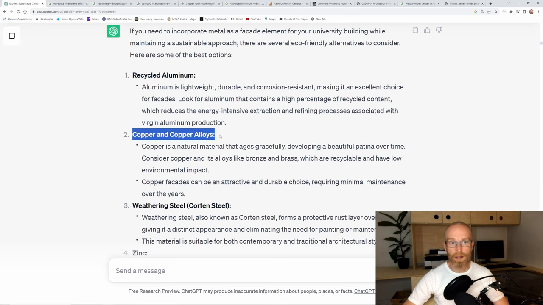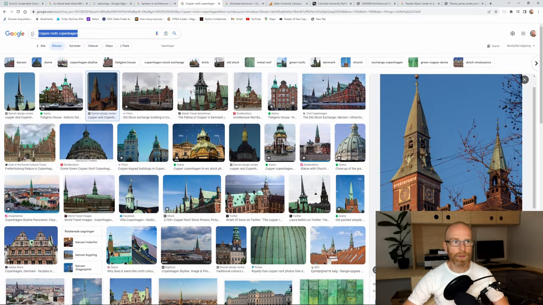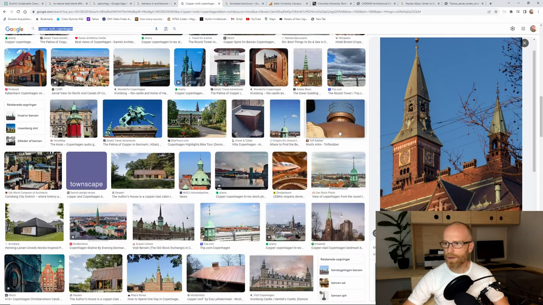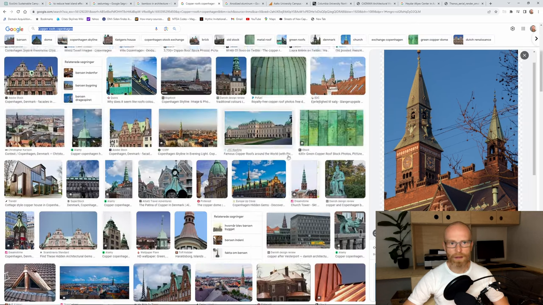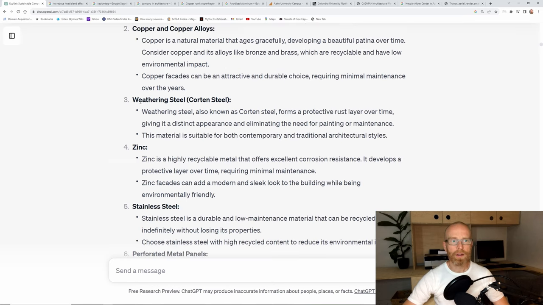So copper and copper alloys, that's very interesting, I think, especially because we in Copenhagen use so much copper. For example, here, this is copper roofs in Copenhagen. You can see it patinates towards this green color here, but it actually starts quite brown, like for example, this color up here, and then ends like a more green material, just like that. So that's very interesting. So weathered steel or Corten steel, which is basically just a corroded form of steel.